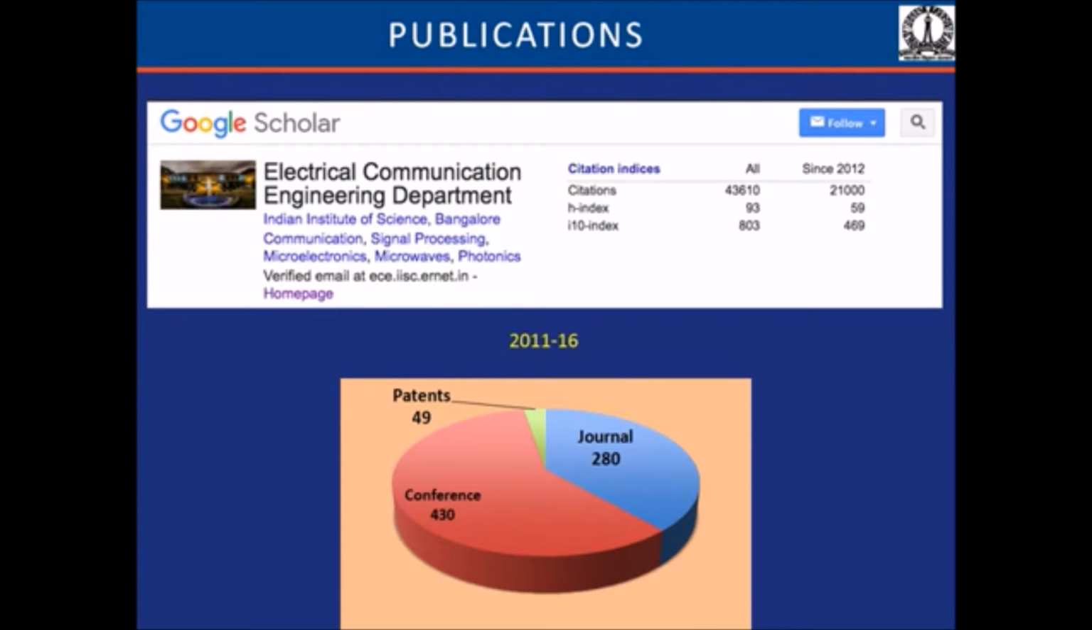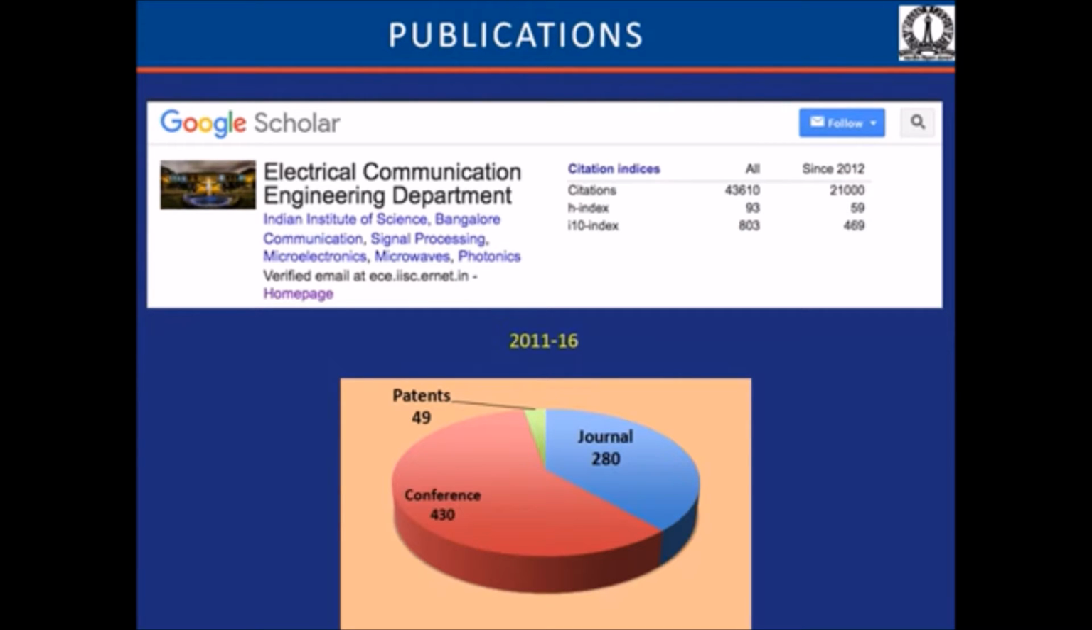So together, faculty, students, and even project staff, we publish various research findings which we conduct. We are very active, and this is a snapshot of the Google Scholar citation index of all the publications of all the faculty members so far.